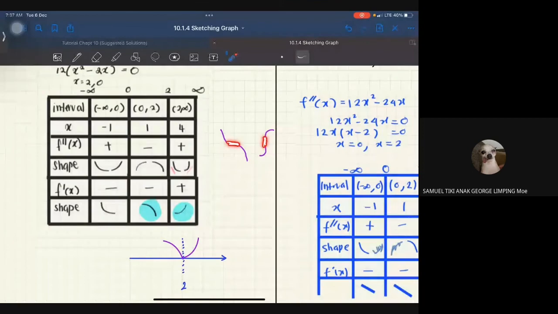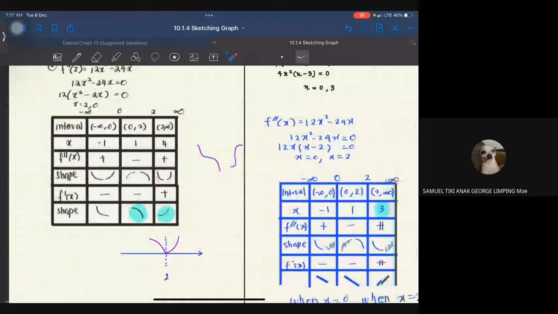Dia mesti cantik je, dia mesti rata je. Dia tak boleh macam ni. Okay, so this one saya nak tunjuk dia just salah lah. Okay, right. And then this one pun sama saya nak tunjuk, okay.